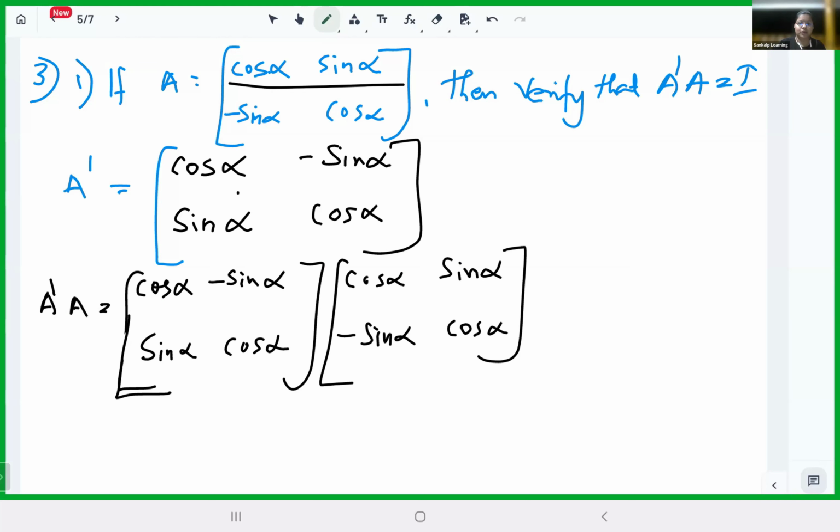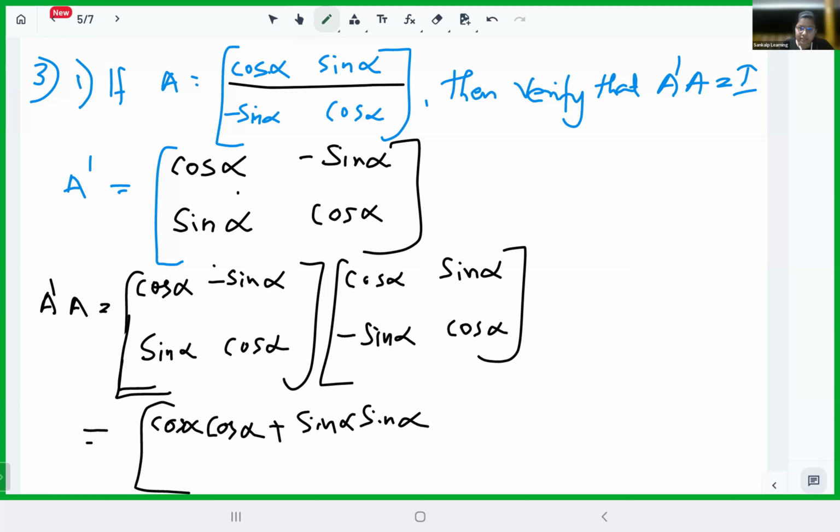Now just multiply. How will you multiply two matrices? You have to multiply the first row with the first column, then you'll get the first element of the resultant matrix. So what is the first row here? First row is this, and the first column of the matrix is this one. Now you have to multiply these row and column. So that is equal to cos alpha into cos alpha, then minus sin alpha into minus sin alpha, that is plus sin alpha into sin alpha. So this is our first element.